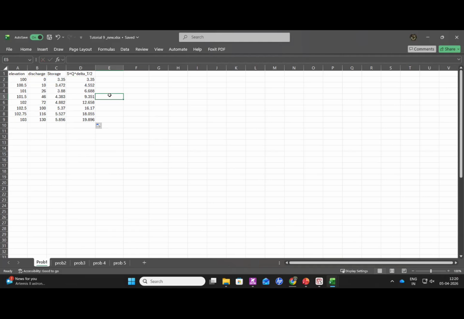So the next thing is that we need to plot the storage versus Q versus H plot. So this is your Q and this is your H. Similarly, another time you need to plot these values S plus Q delta T divided by 2 with the elevation. So let's plot these.